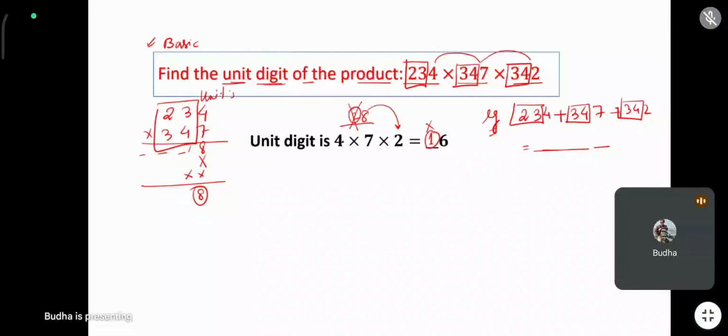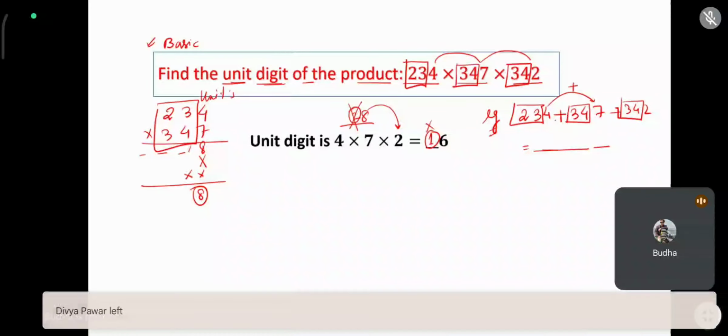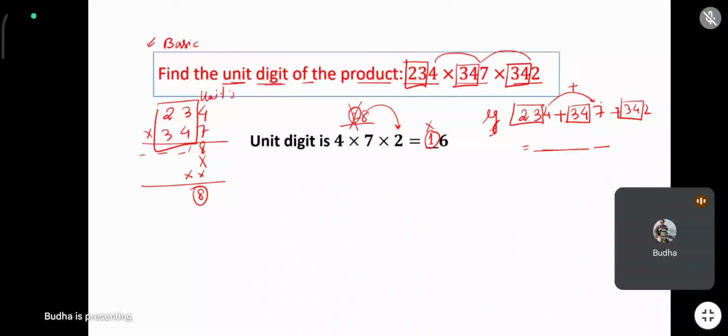Okay, you don't have to look at the remaining digits. Now what are the other numbers? 4 plus, this bar you have to do plus because they have mentioned plus. So 4 plus 7 is 11. Now 11 plus 2 gives us 13. Yes, perfect. So I will write only 3. If you have minus, do the minus accordingly. So there is nothing change in that.